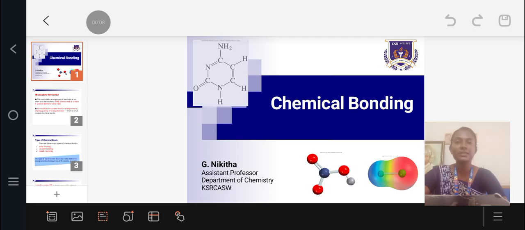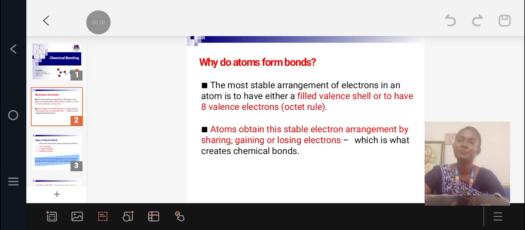Now we are going to see about chemical bonding. Why do atoms form bonds? The most stable arrangement of electrons in an atom is to have either a filled valence shell or to have 8 valence electrons. This 8 valence electrons is called the octet rule. Atoms obtain the stable electron arrangement by sharing electrons, gaining electrons, or losing electrons.